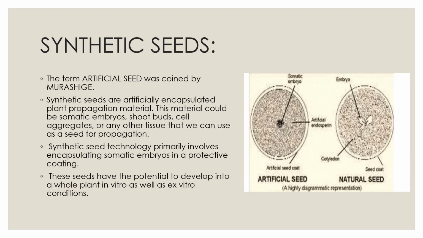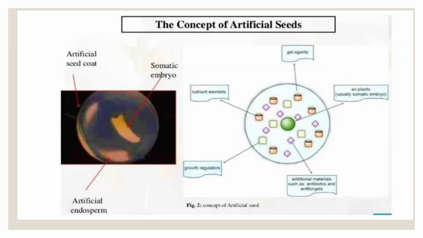First and foremost, the thing is encapsulating the somatic embryos in a protective coating. These seeds have to have the potential to develop into a whole plant in in vitro as well as ex vitro conditions. In the concept of artificial seeds, there are five materials included in the seed coat, which may be gel agents, explants, usually somatic embryos, and additional materials such as antibiotics and antifungals to protect it, keeping the plants pathogen free, and growth regulators and nutrient elements.